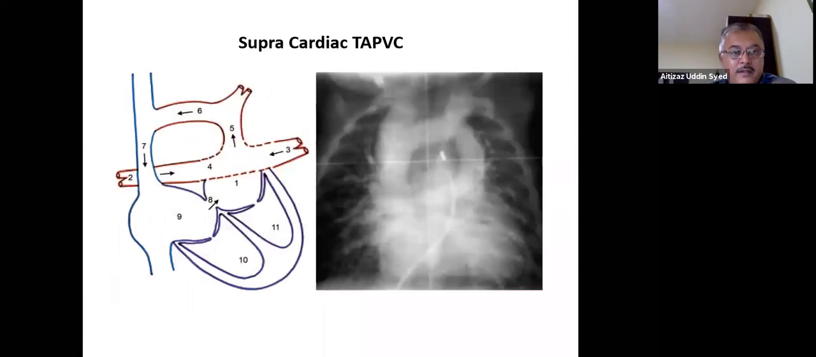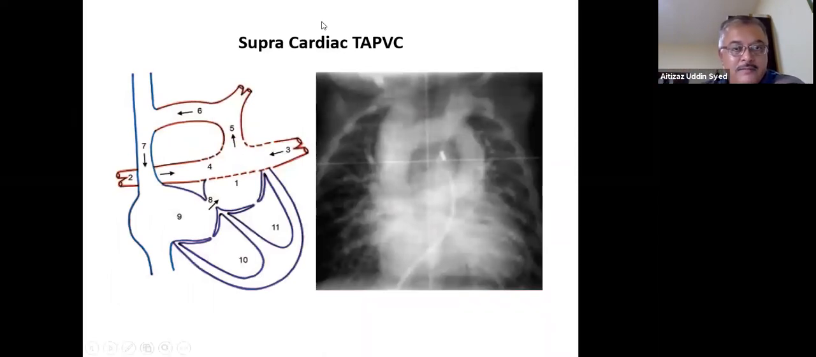Quite a few of these slides I borrowed from my friend Mansoor Materi, who is an interventional cardiologist here, and he had some excellent pictures to show. So I thought I'll share with you.